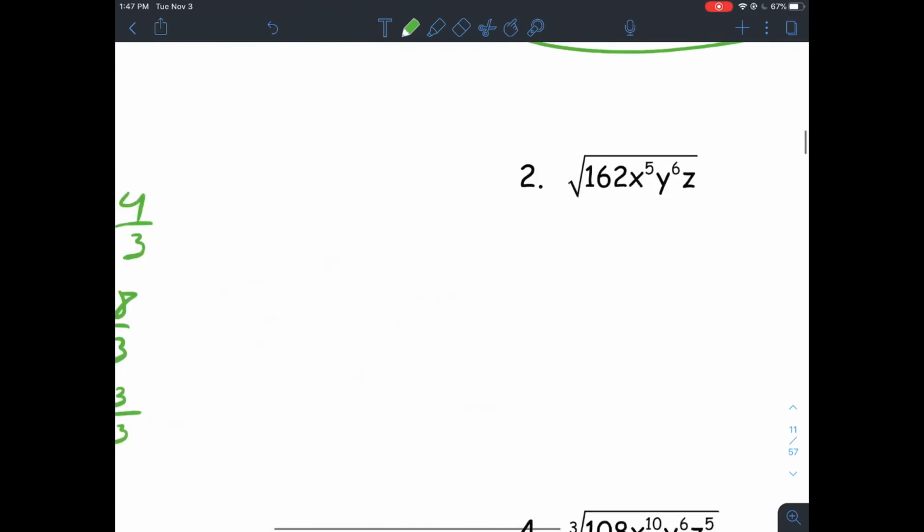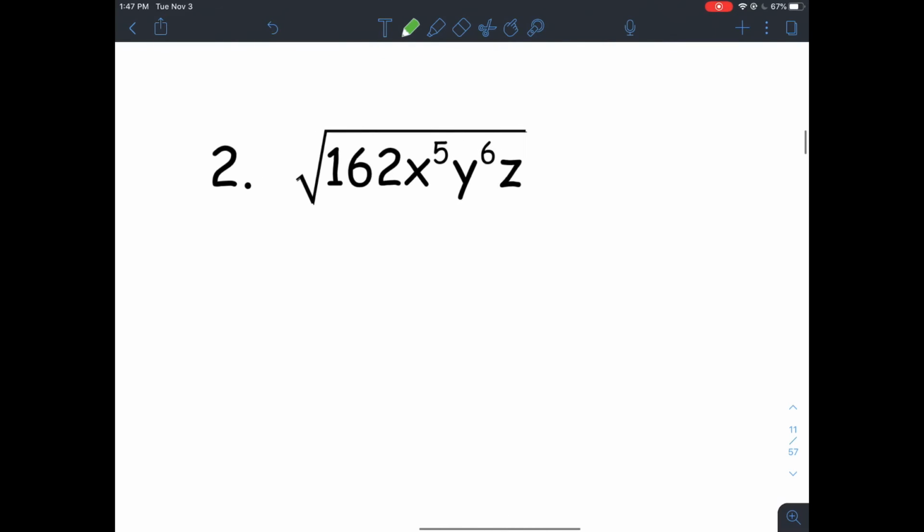All right. Let's go ahead and try this next one. So we've got root 162, x to the 5th, y to the 6th, z. So go ahead and give it a shot.